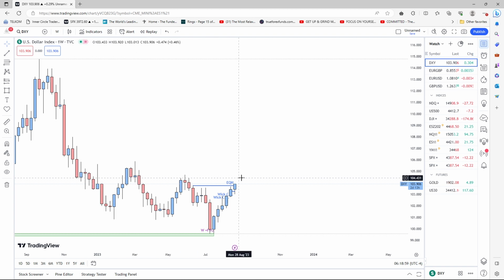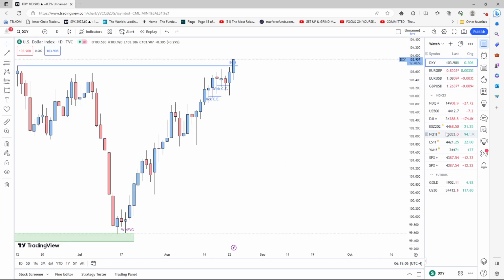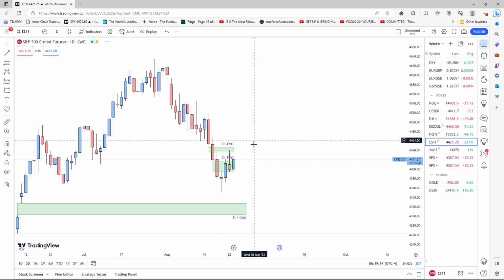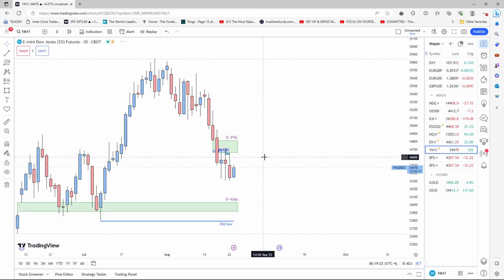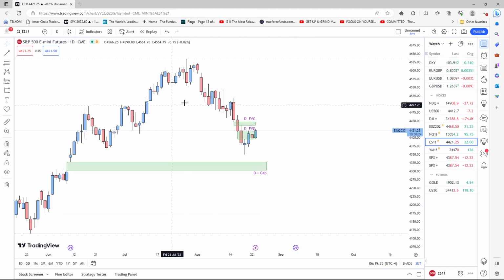And we shall see what it does from there. But at this point in time, I do not like the fact that futures are just trading right with the dollar. I just don't like that. To me, that is more of a low probability condition, meaning preserve your capital, sit on the sidelines, be patient until we get a clear draw on liquidity.